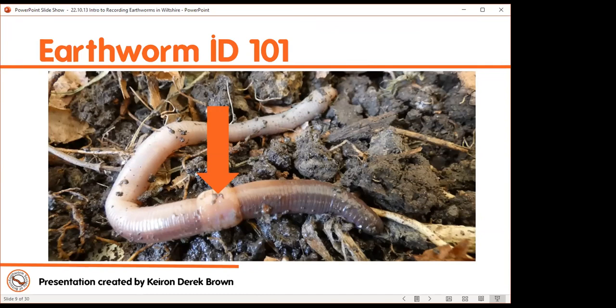And we can only identify adult earthworms, so we can't identify them without the saddle. So any earthworms that we find when we're surveying that do not have a saddle, we return to the soil or the substrate that we found them in, because there's no point taking them because we can't identify them. But we may count them so that we've got a figure for abundance.